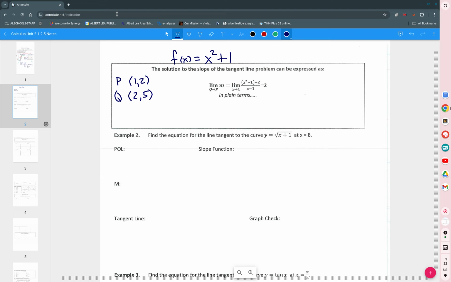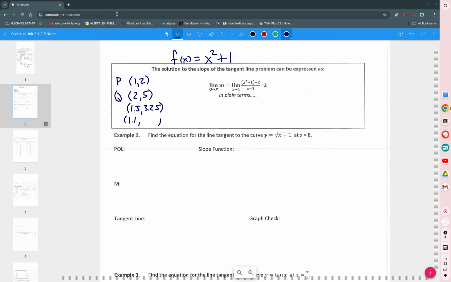Everybody agree that was the first point we used? And then we changed. Instead of 2, we used 1.5. And this value right there, instead of 5, it became 3.25. And then we changed that 1.5 to like 1.1, so on and so forth, didn't we? Okay? And we kept on finding the slope over and over again.